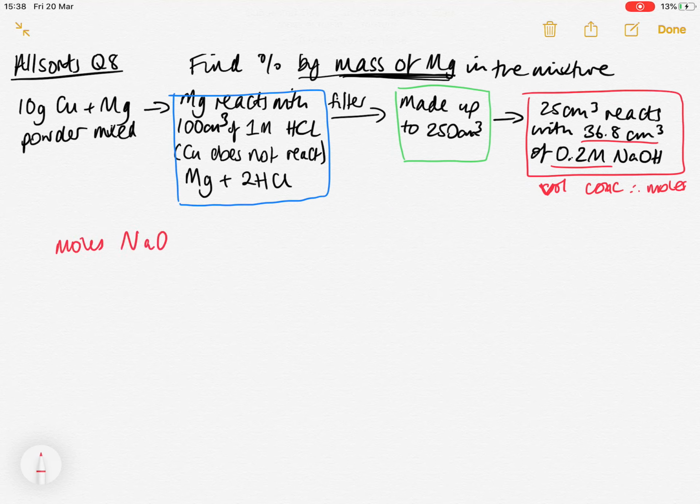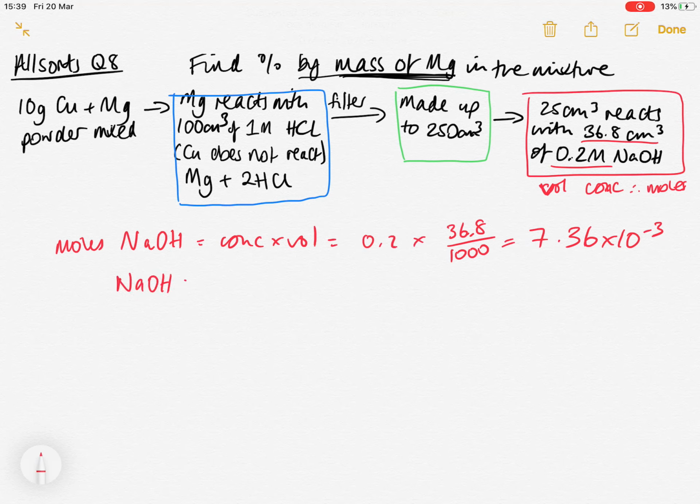Moles of NaOH is concentration times volume, 0.2 molar times 36.8 divided by 1000. Remember, we have to convert centimetres cubed to decimetres cubed. I'm going to be tapping on the calculator as we go. 7.36 times 10 to the minus 3 moles. Now, that is the amount of sodium hydroxide that's reacting with the HCl that's left over in that small portion.